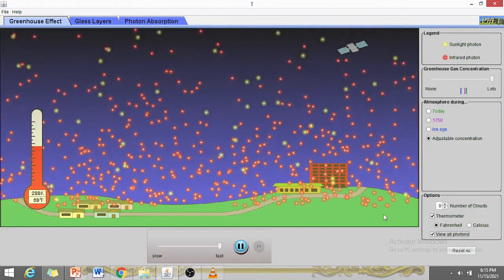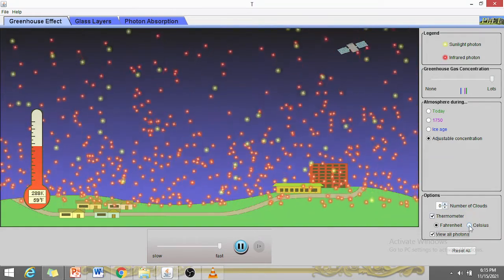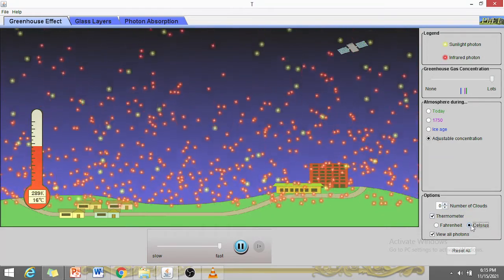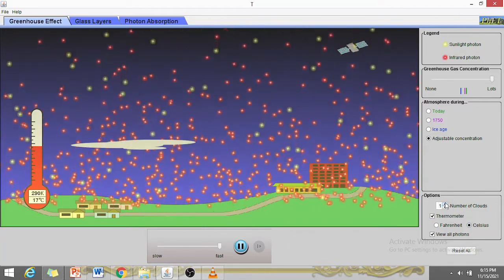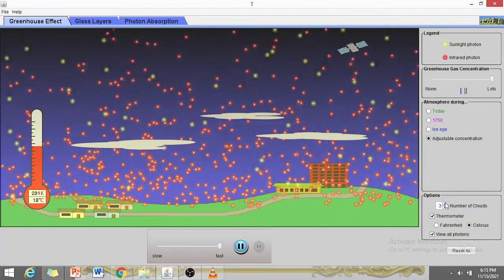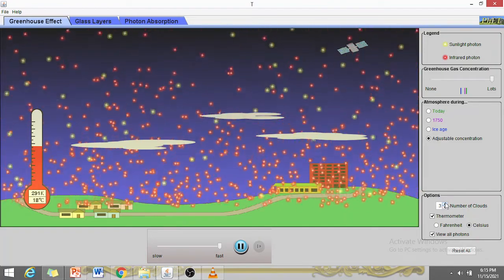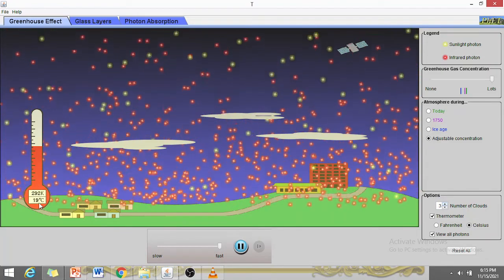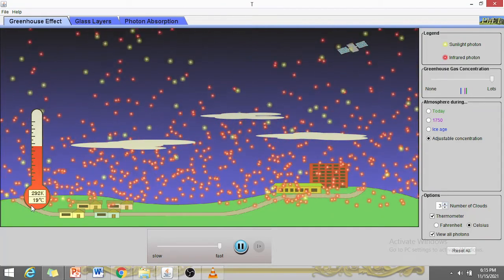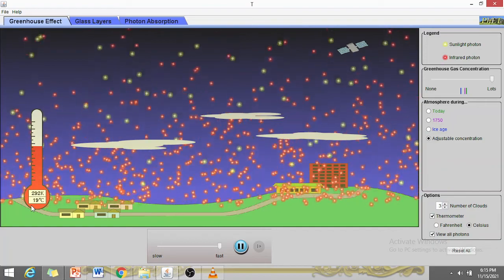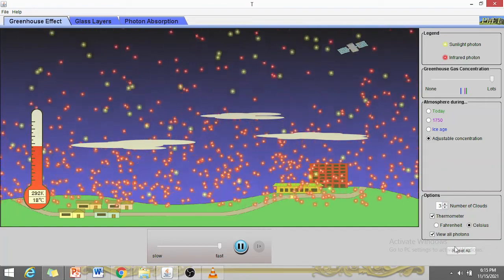Okay, dagdagan pa natin ng clouds. Palitan nga natin ng Celsius para mas ma-appreciate nyo. Ayan. So, dagdagan pa natin ng clouds. Tingnan natin kung tataas pa yung temperature. Dinagdagan ko pa po ng clouds. Ayan. So, look at the temperature. From 18 kanina, naging 19. Ayan. So, i-reset nga natin.